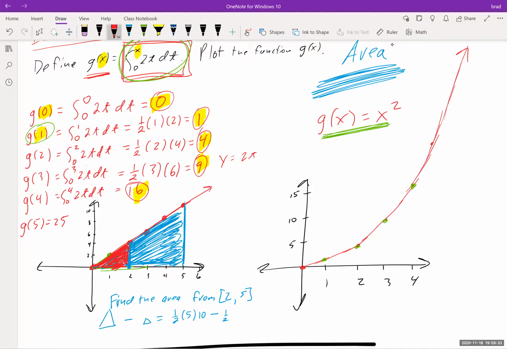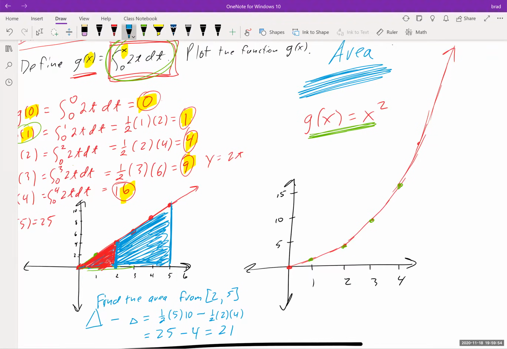The little piece in red. Okay, so we're going to subtract that off, and that would have a base of 2 and a height of 4. So now we're going to get, what would that be? 25 minus 4. So we would get 21. And that's how we could find that area.